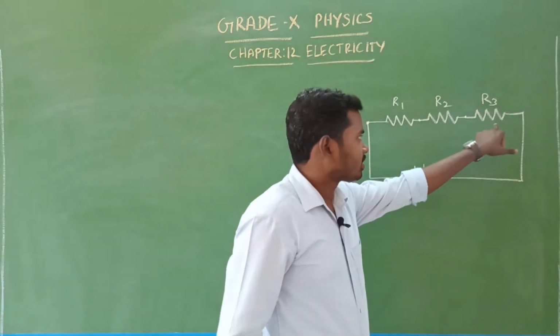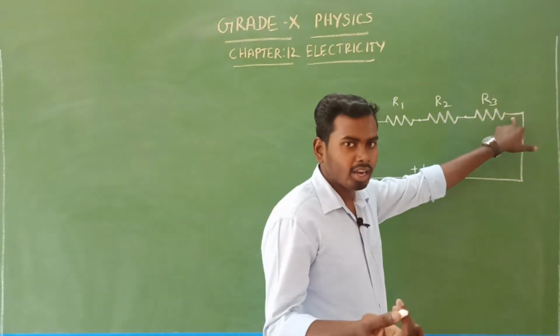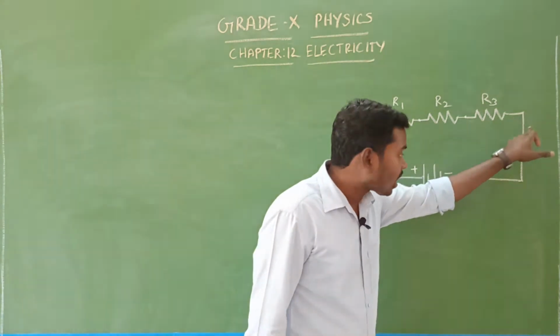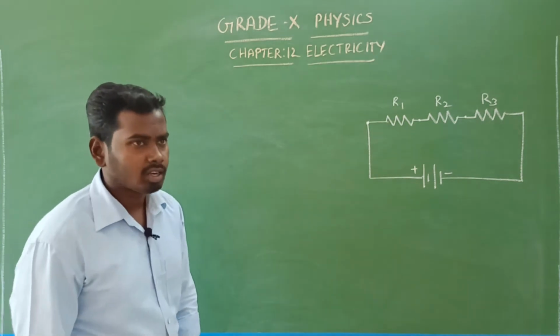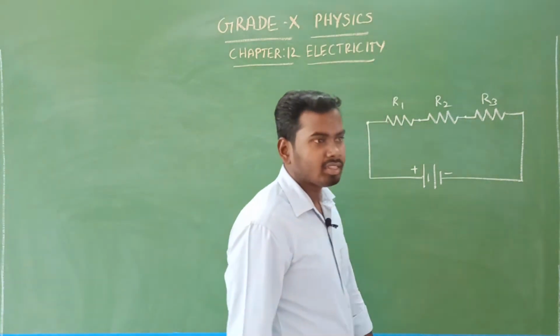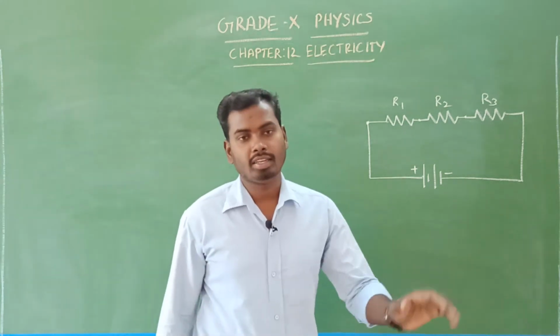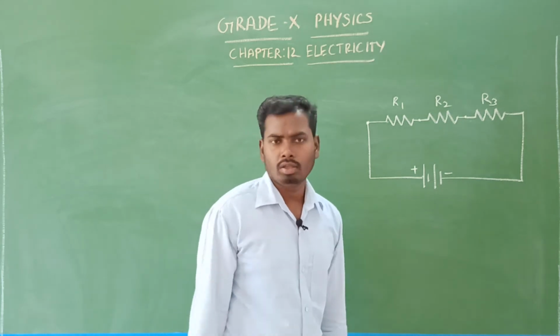This is the last resistor, which means the third resistor. This is the other end of the third resistor. The last end of the last resistor is connected to the negative terminal of the battery. Then this combination of resistors is said to be in series. Is it clear? This is series. Very, very easy one.